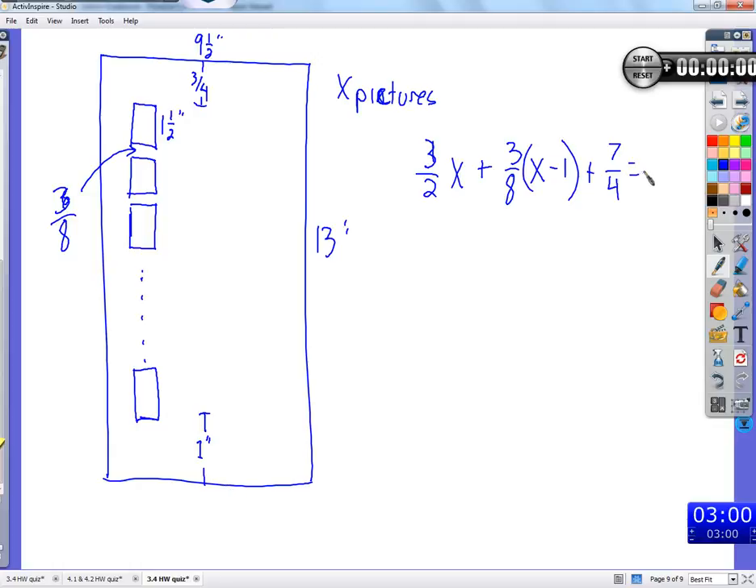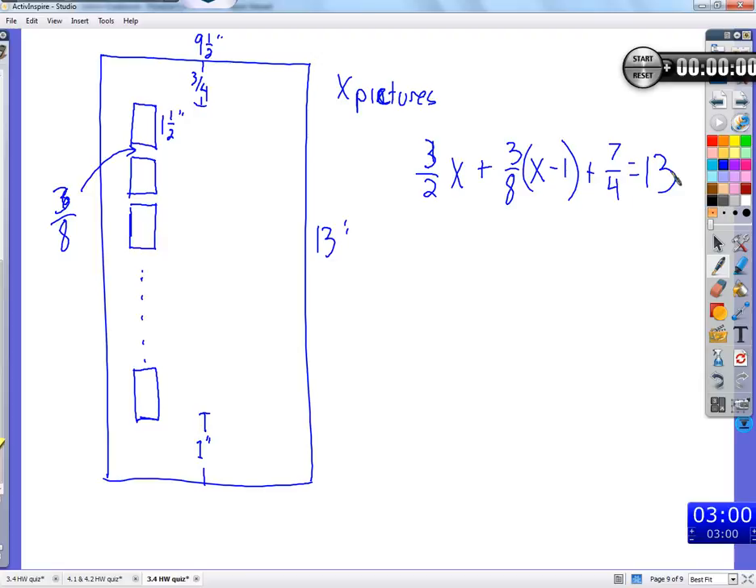We should get 13. Now we have an equation with x in it. When we solve it for x, we get how many pictures we can put in there. An inch and a half per picture, plus 3/8 of an inch per however many pictures there are, minus one, plus the margins should be the total height of the page. And now we're making it real clear that 9.5 is completely irrelevant. It doesn't matter how wide the page is, because that's what we're trying to figure out.